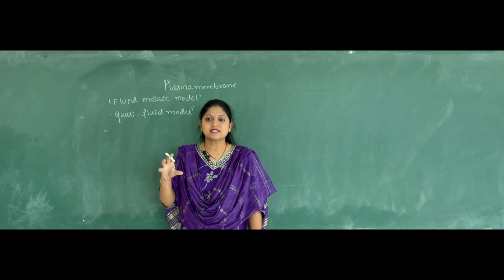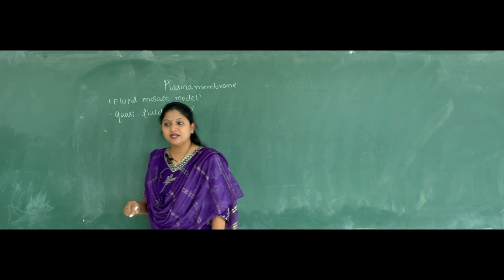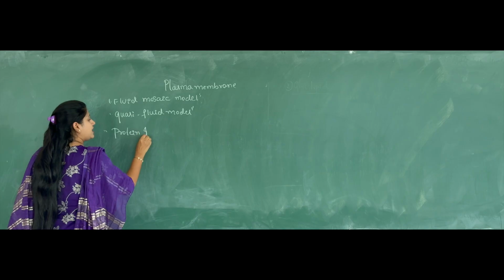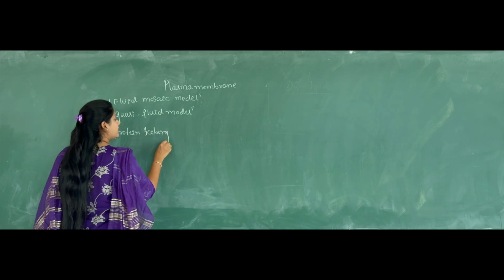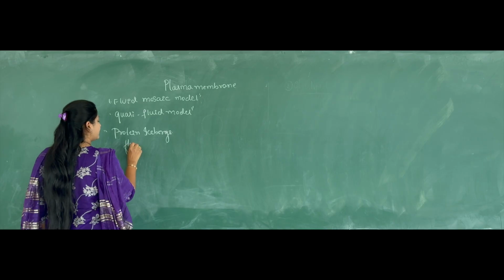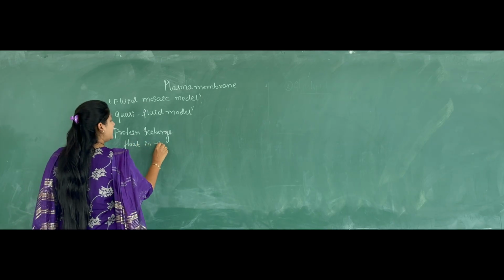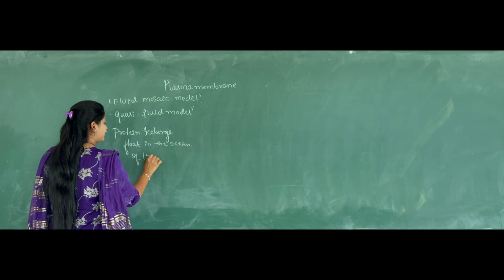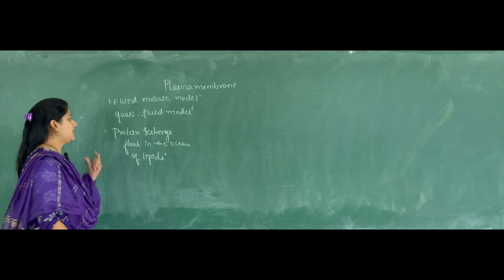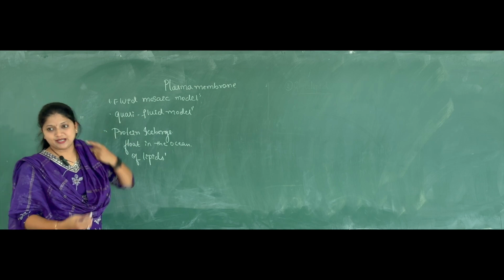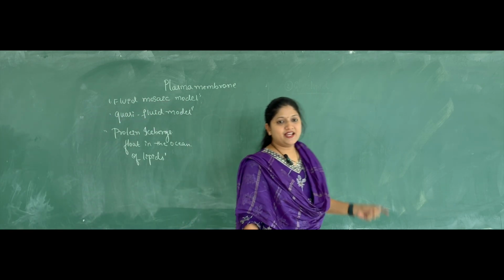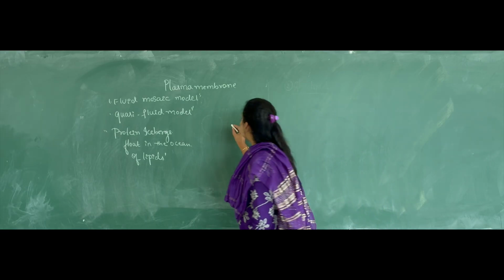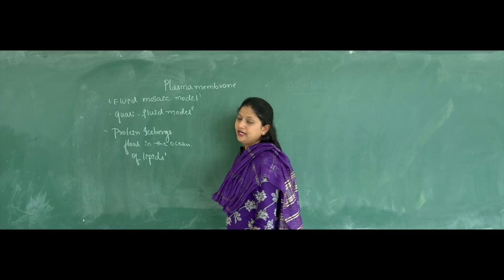one statement which is annotating the plasma membrane, and the statement is: the protein icebergs float in the ocean of lipids. The protein icebergs float in the ocean of lipids. Okay. So we'll first take the diagram and then we'll move to the proteins so that we'll understand the structure of the proteins. Okay. So it is a bilipid layer.